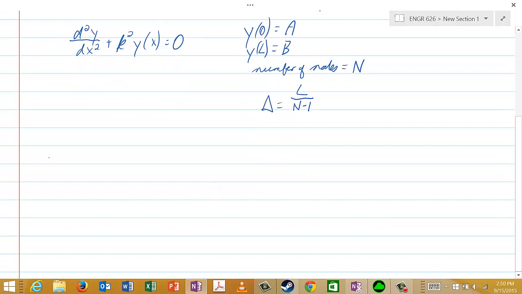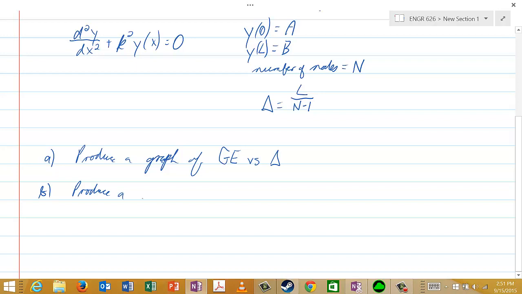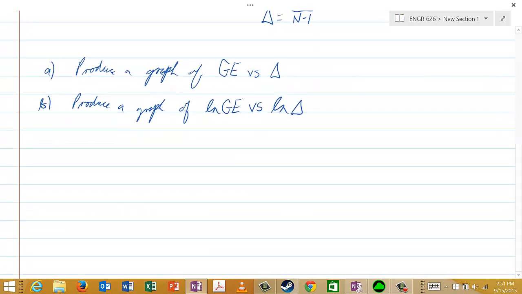And then the two things that I want you to do will be to produce a curve or graph, A, of global error versus delta, and then B, produce a graph of log of global error versus log of delta. So that's part 1 of project 3.